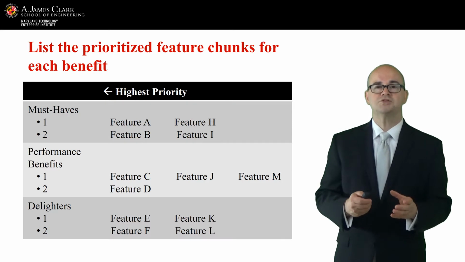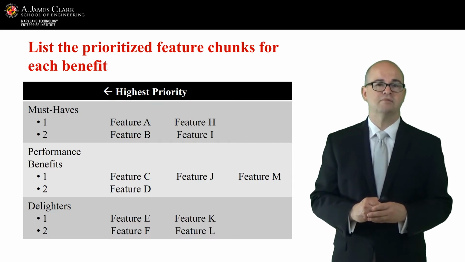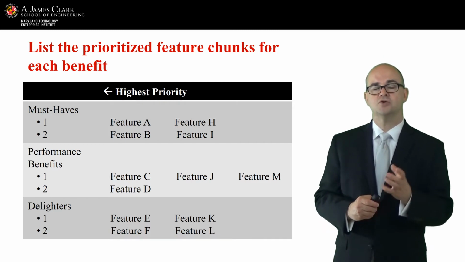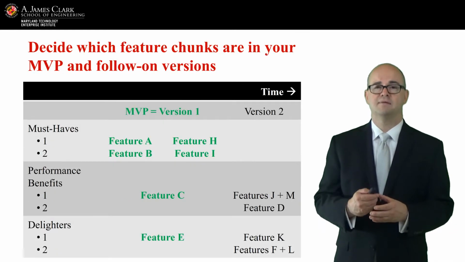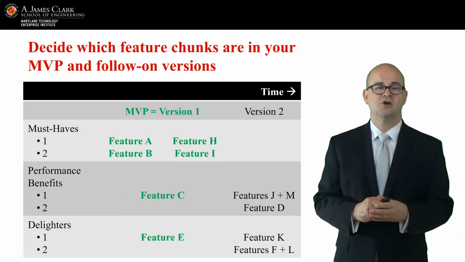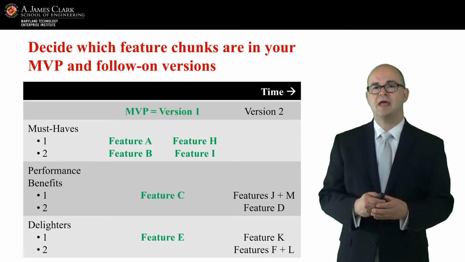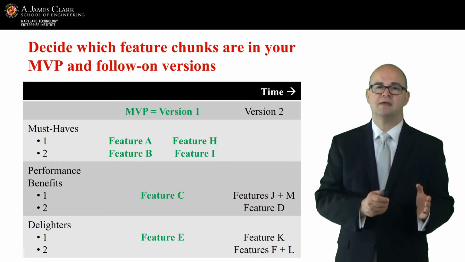To decide which feature chunks are in your MVP and follow-on, in this example, we've assumed that all of your features are going to be included in version 1 or version 2 of your offering. That may or may not be true in reality, but we're going to recognize that we don't have the time, the money, the expertise, or the signal from our customer that they are going to be willing to pay to make sense to jam every feature into the MVP.